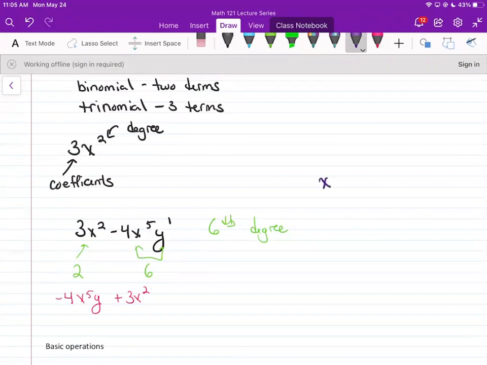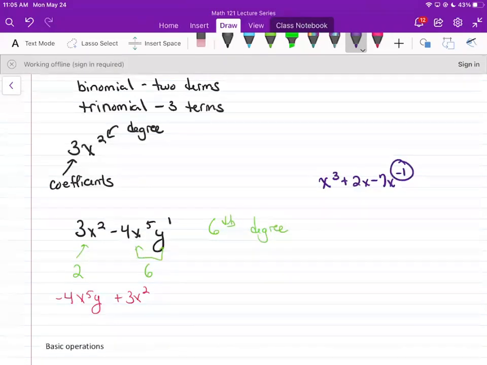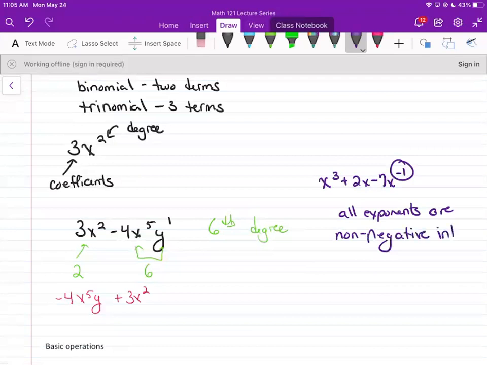So for example, x cubed plus 2x minus 7x to the negative 1 is not a polynomial because in a polynomial, all of the exponents must be non-negative integers. And do note that they do have to be integers. They can't be fractions. So radicals keep something from being a polynomial. However, don't let something like perhaps 3x to the 0, which is just thought of as 3, throw you off. This is a polynomial. It's just of 0 degree.